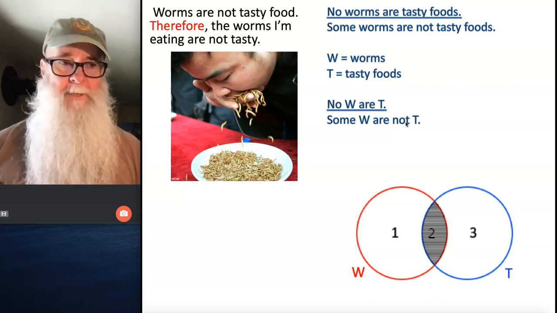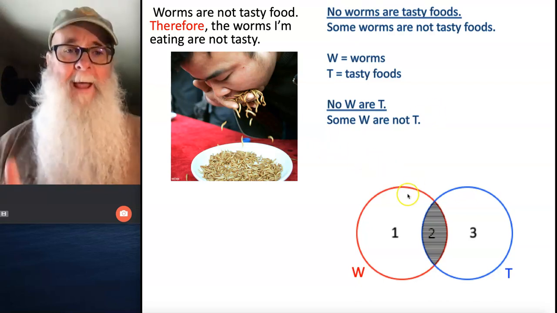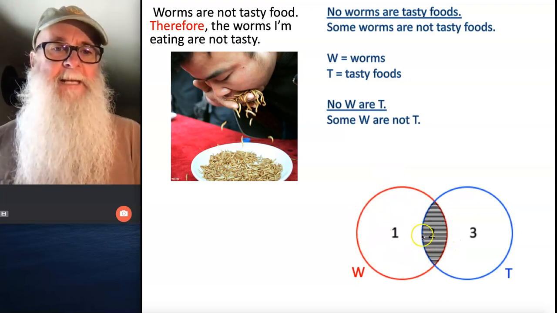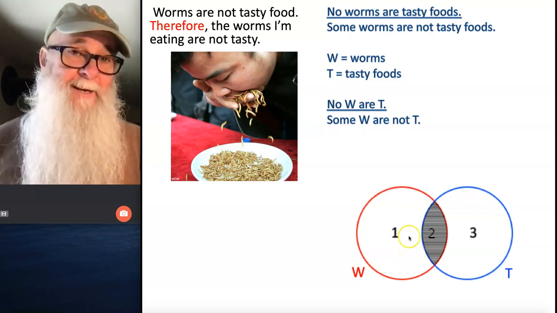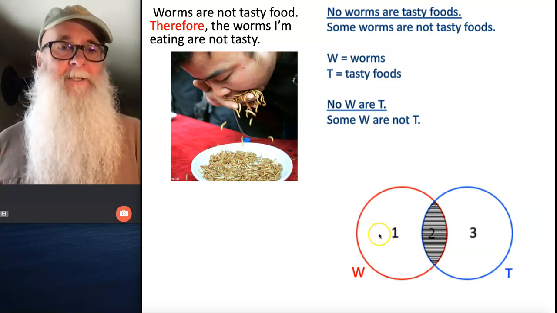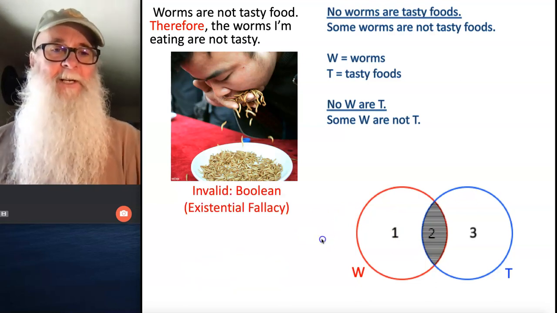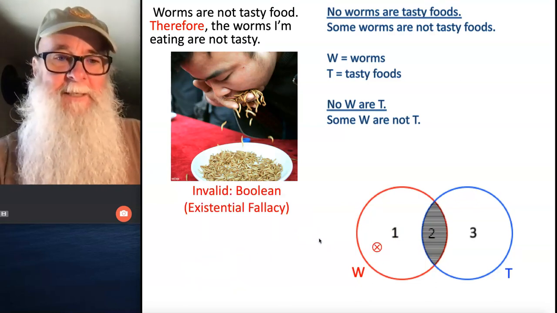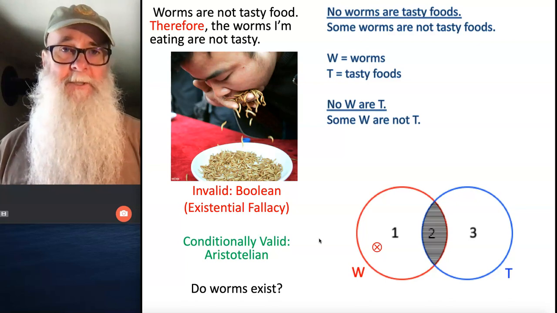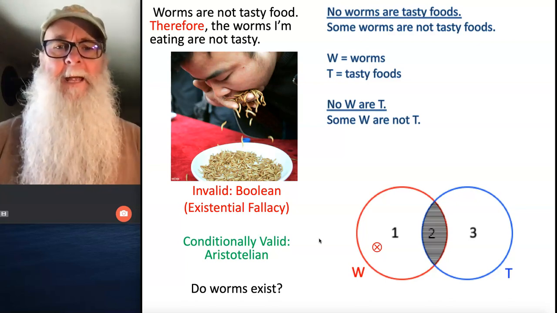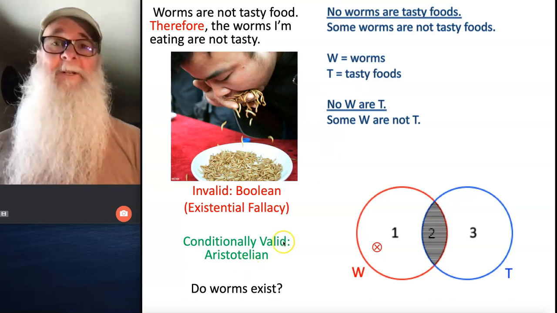But I now get to put on my Aristotelian goggles, and I get to look at this Venn diagram from the Aristotelian standpoint, and that means I look at my W circle and I ask myself, is there any area of the W circle that's the only area left unshaded? And the answer is yeah, area 1. All the W's that exist have been pushed here into area 1 when we shaded area 2. And that means that if they're all there, there's at least one there. And I get to put my circled X, and that means, okay, I see the conclusion. This argument is conditionally valid from the Aristotelian standpoint, but the condition that has to be met is that worms have to exist. And they do. And that tells me that this argument is valid from the Aristotelian standpoint.